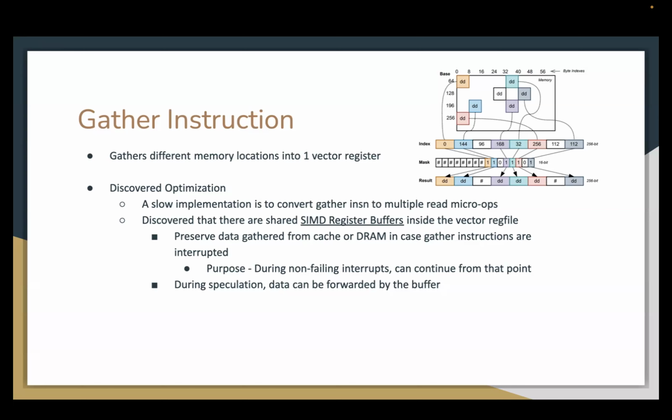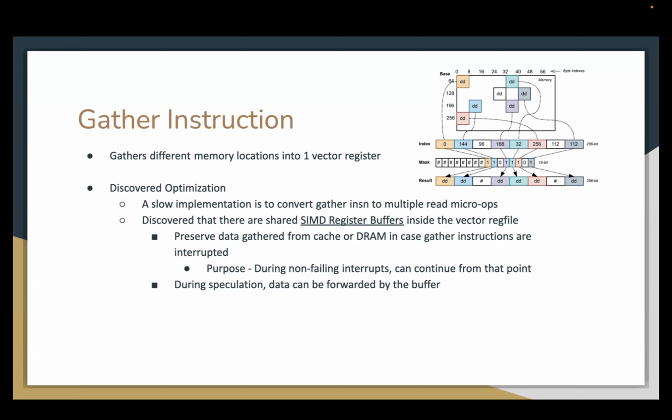What the paper discovered with this instruction is that a very slow implementation would be, once it passes through the pipeline, to convert this instruction to multiple load or multiple memory read operations. But this is slow, for example, in the case where you have an interrupt and then you have to restart your instruction from scratch. So what they discovered is what's called in the paper SIMD register buffers inside the vector register file. This essentially preserves the data that's being gathered. So in the case of a non-faulting interrupt, the instruction can continue from that point, just gathering the data from that buffer into your registers.